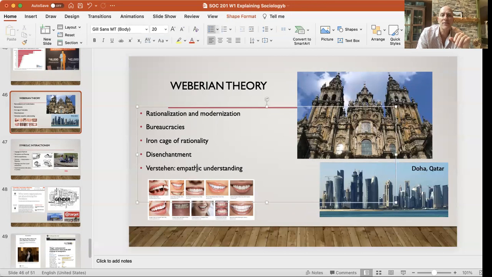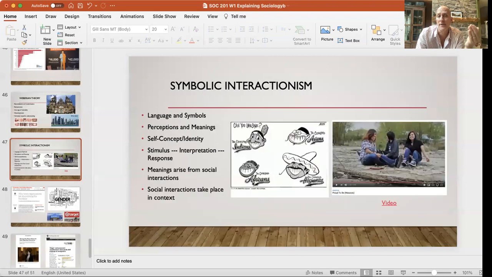And this is where the interactionist component comes in, for Weber, is empathic understanding. And empathic understanding gets us into language and understanding from the viewpoint of the other. And let's lead that into symbolic interactionism. Interactionism is focused on language and symbols, perceptions, meaning, self-concept, identity.